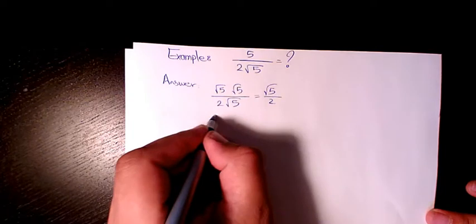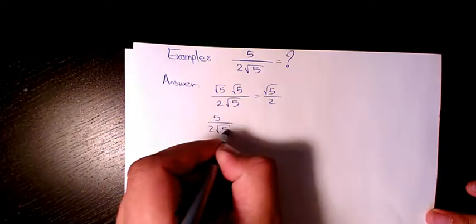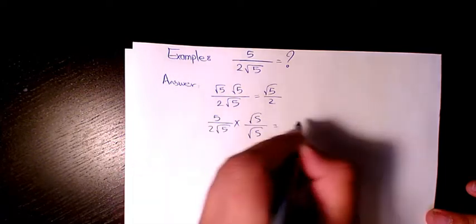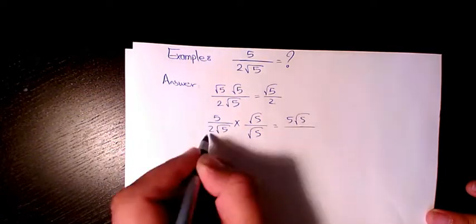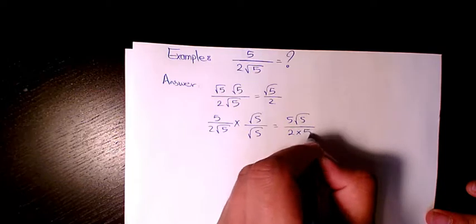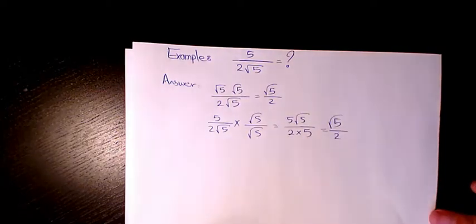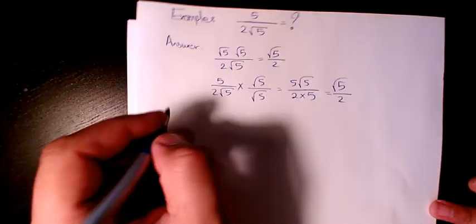Or I can say 5 over 2 root 5 multiplied by root 5 divided by root 5. It's going to be 5 root 5, and here we have 2 times 5. 5 and 5 cancel out and it will be root 5 divided by 2. That's the same thing.